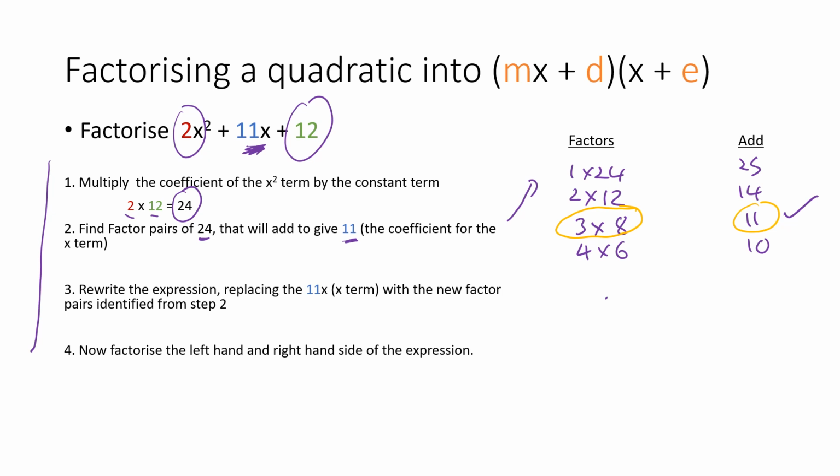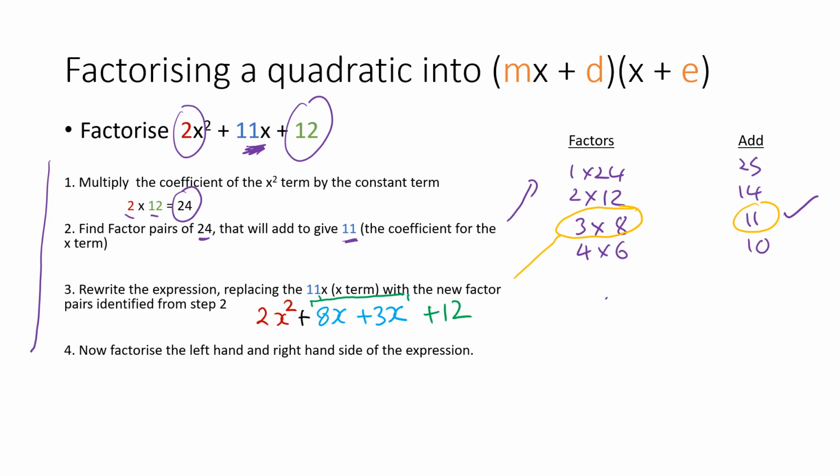If you look at step 3, what you can see is we need to rewrite the expression, replacing the 11x with the new factor pair. So let's do that now. We have 2x squared plus, for 11x we're going to write down 8x and 3x, and then for the constant we're going to write down plus 12 because that remained the same. So the only difference is that the 11x is replaced with 8x and 3x.